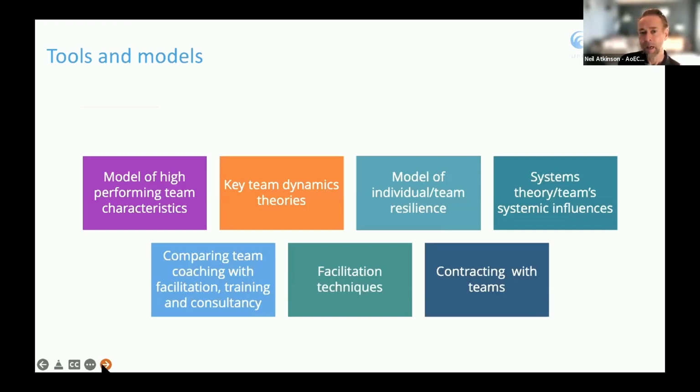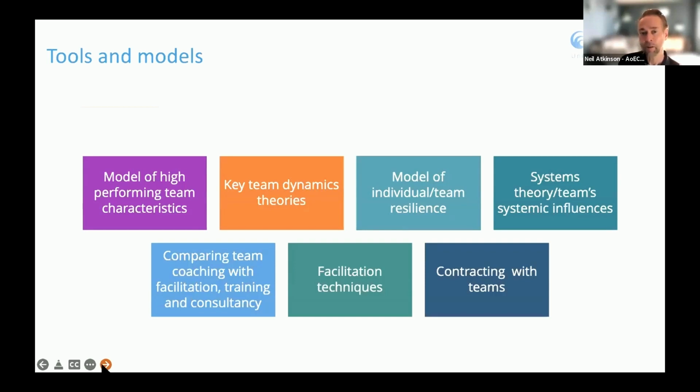So we have a model of the characteristics of high-performing teams, which I find a really useful model because it's based on a meta-analysis of several thousand research papers on high-performing teams, looking at what the key characteristics are that come out of that research. So that's something you can start going to and applying when working with teams straight away.